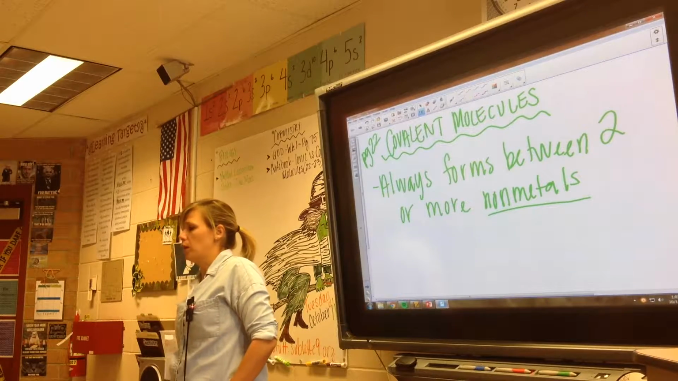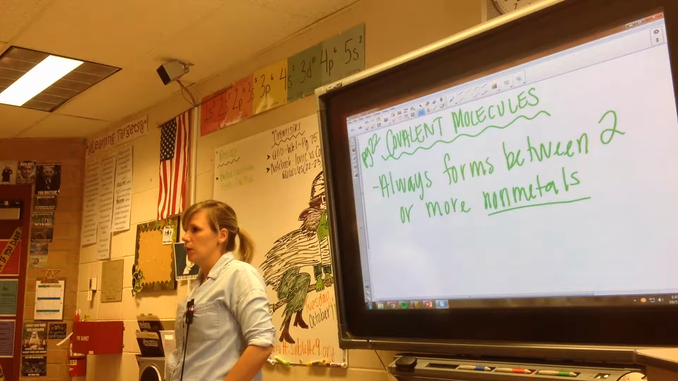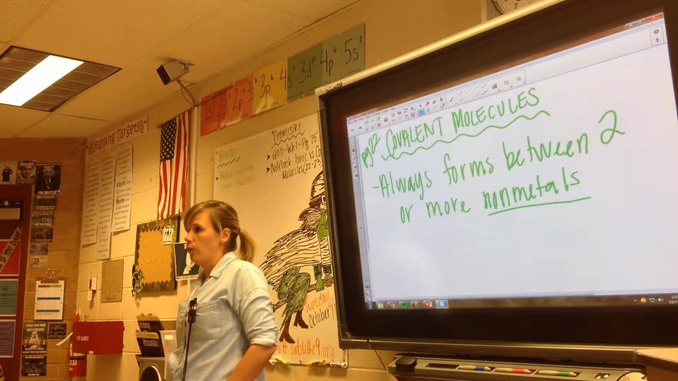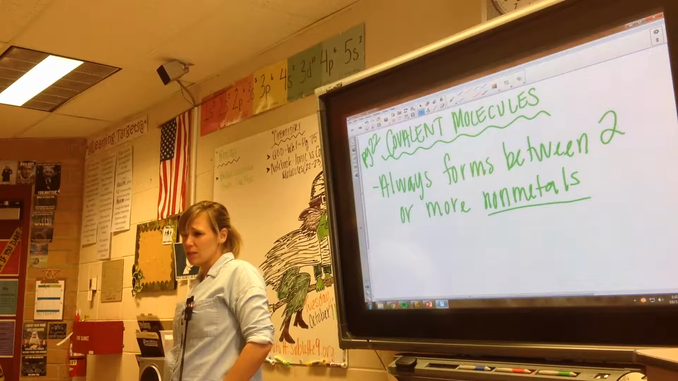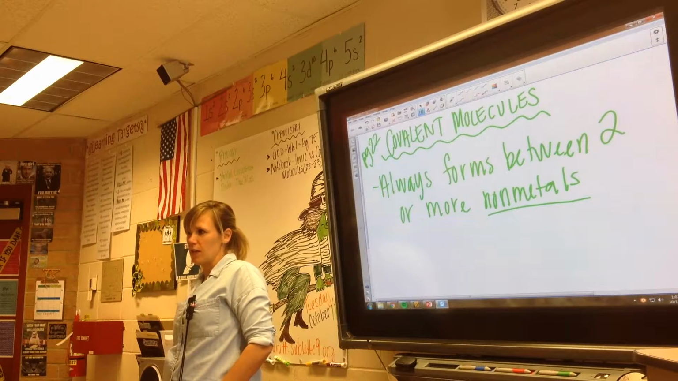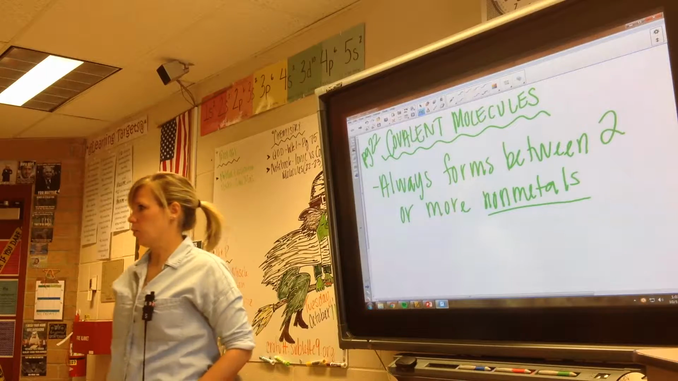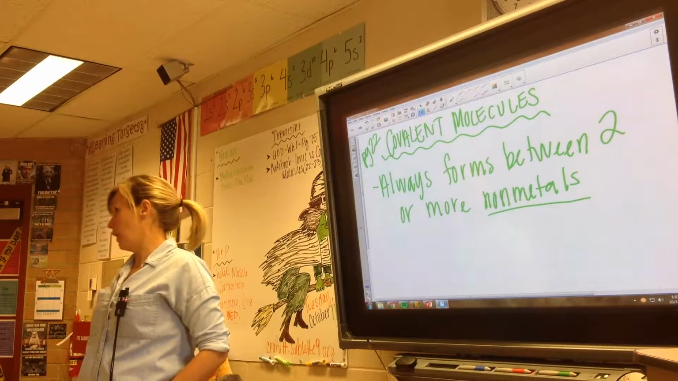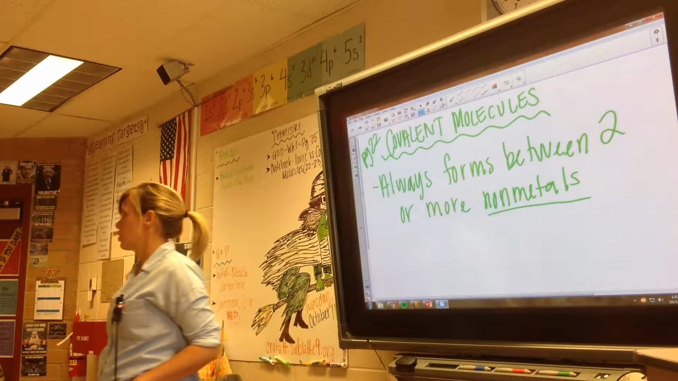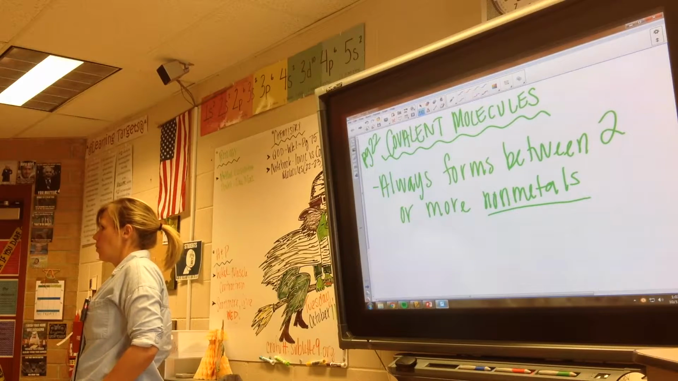Buck, where do we find nonmetals on our periodic table? No. To the right. To the right, to the right. Don't use that, that's not how the song goes. They're going to be to the right of the staircase, or that bold line. Okay, so anything on the right, like boron, carbon, nitrogen, oxygen, fluorine, all those are nonmetals.